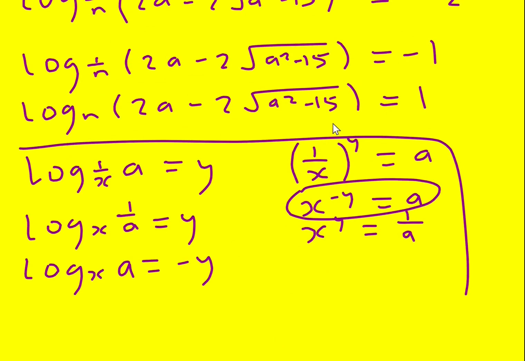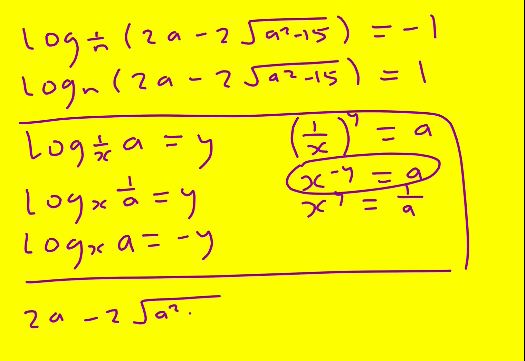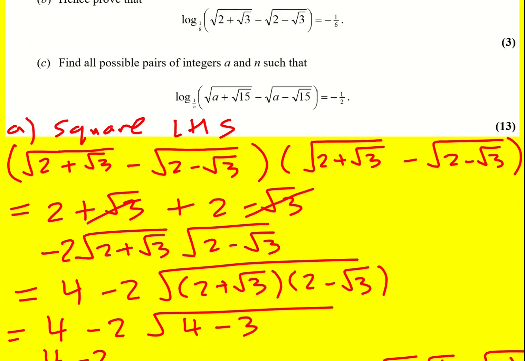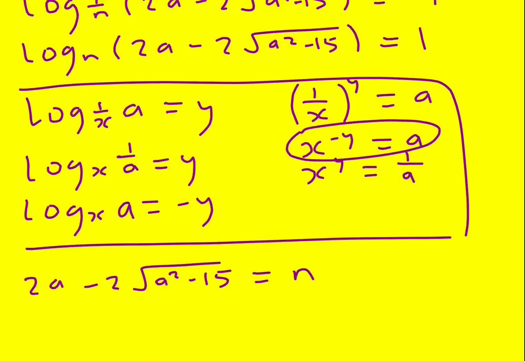Basically, we're trying to get to this next line, get rid of the logs. So that is therefore going to equal n to the 1, which is just n. To be fair, we could have written it as 1 over n to the minus 1, which would have got us n as well. It's nice to see this result, though, so I don't regret that. Right, now let's look back at the question, because it said, find all possible pairs of integers a and n, such that this is true.